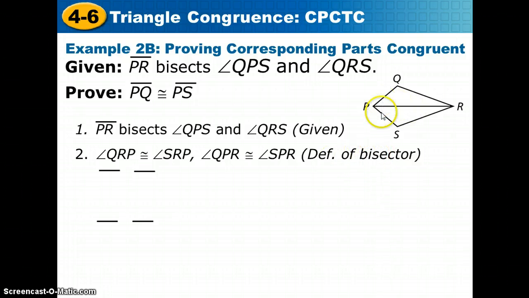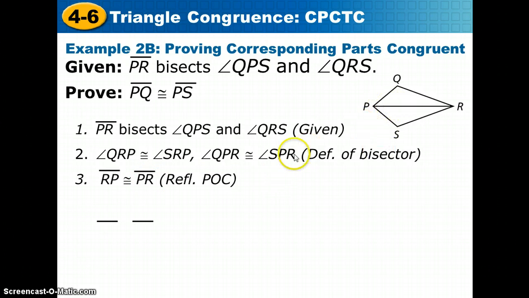So I have congruent angles here and here, and congruent angles here and here. The included sides between both pairs of congruent angles are the same side, PR. So I can say RP or PR is congruent to itself by the reflexive property.